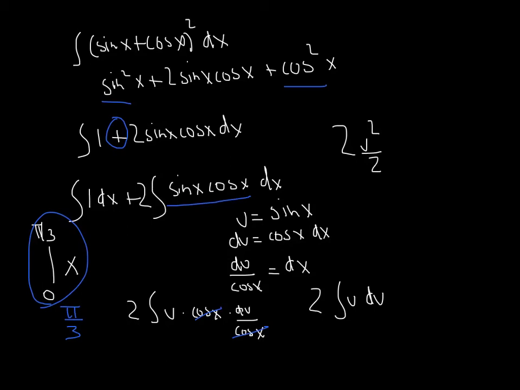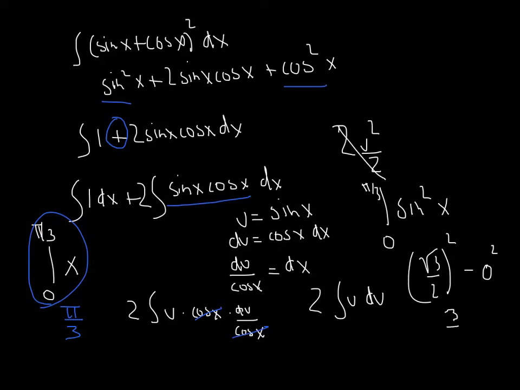And u is sine of x, and so actually the 2's are going to cancel there. So this ends up giving us sine squared of x. And don't forget, we have to evaluate that at 0 and pi over 3. And so if we plug in pi over 3, that is 60 degrees, and the sine of 60 is root 3 over 2. So if we square root 3 over 2, minus the sine of 0 is 0, so 0 squared is just 0. So if we square this, we're going to get 3/4.